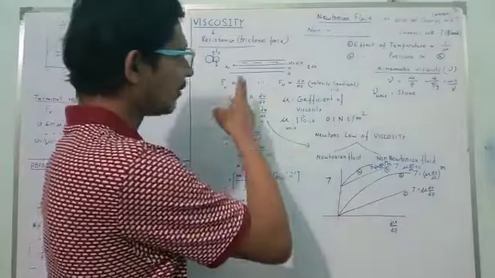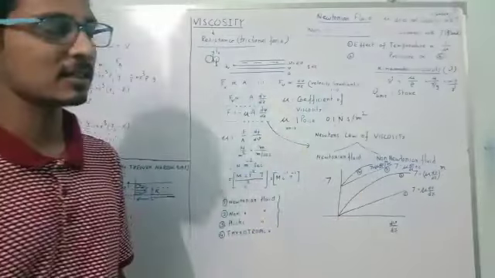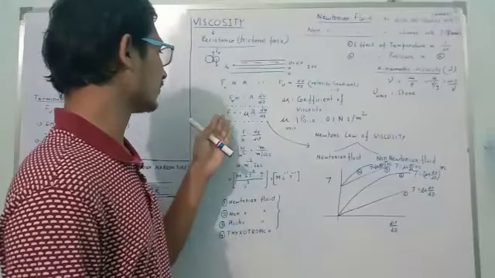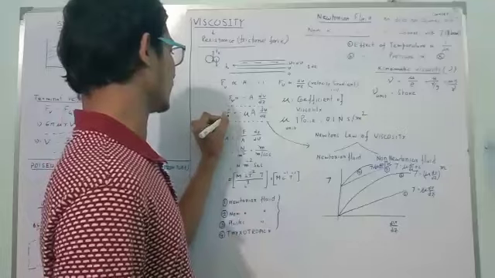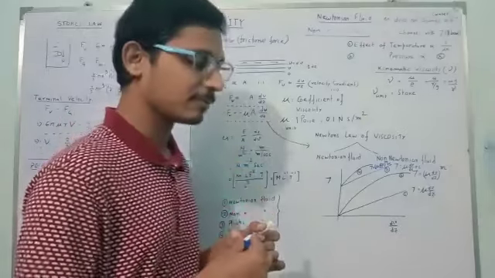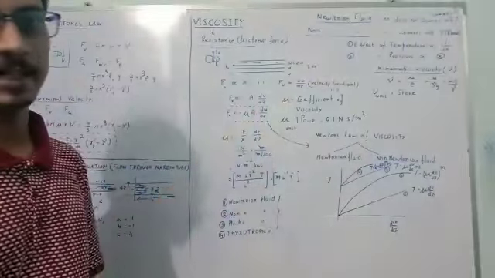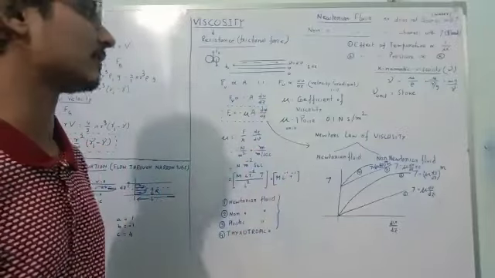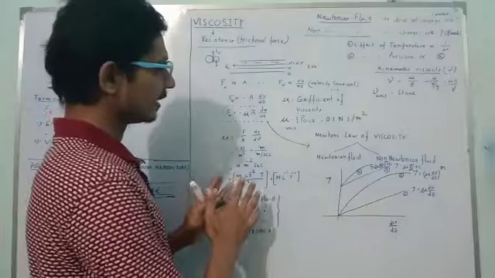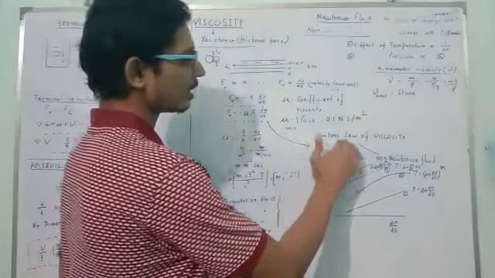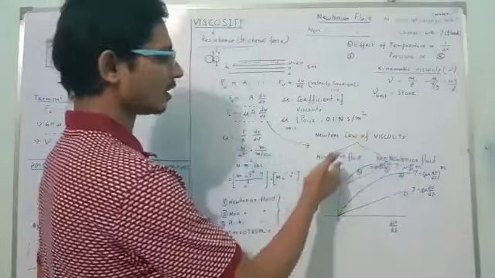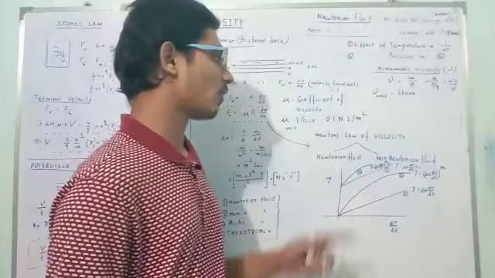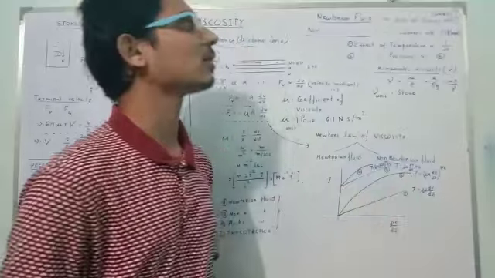Now, some liquids follow this law. This law, viscous force Fv equal to minus mu A dv by dz, is called Newton's law of viscosity. Some fluids follow Newton's law of viscosity. They are called Newtonian fluids. And some of them do not follow that law. They are called non-Newtonian fluids.